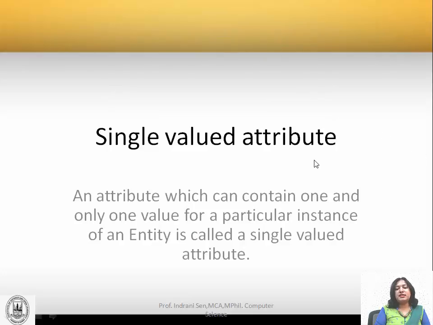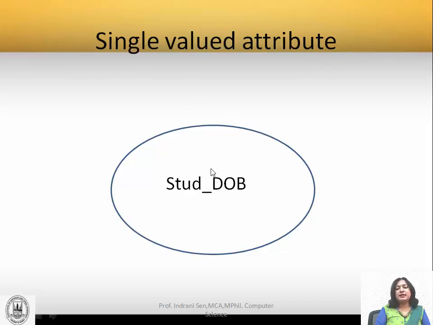Next, we talk about the single valued attribute. An attribute which can contain only one value for a particular instance of an entity is called a single valued attribute. In this case, a student DOB can be a single valued attribute because under no condition will a student have more than one date of birth.